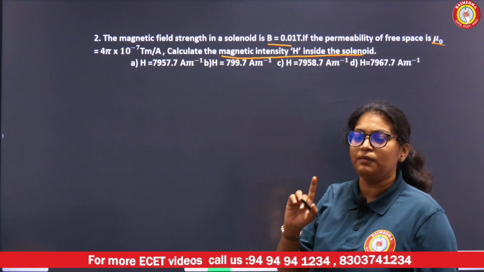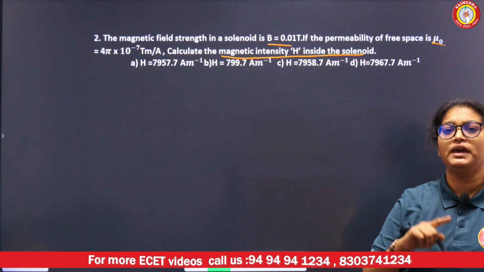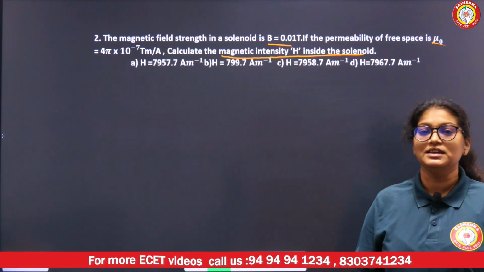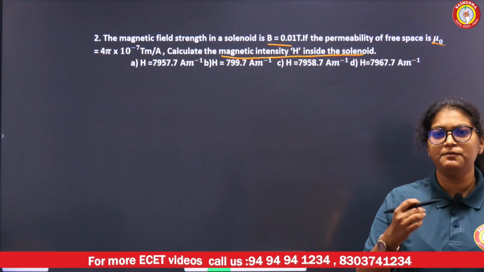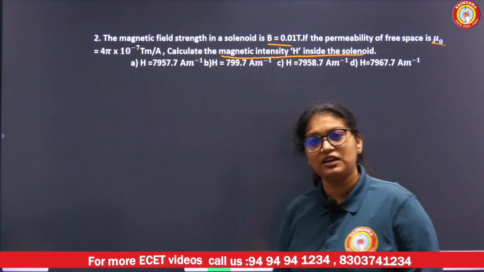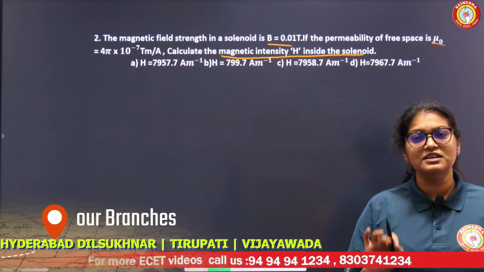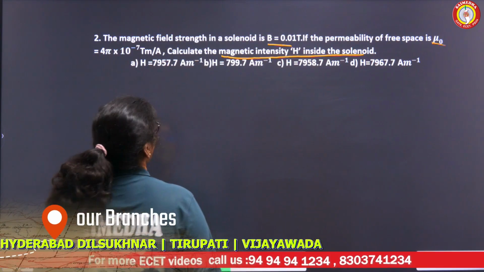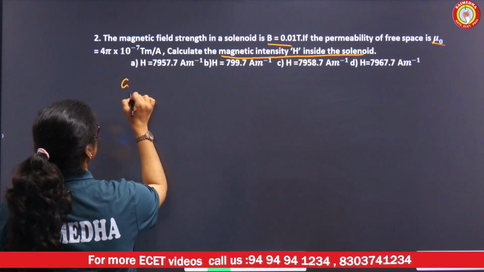So definitely there is a relation between B, mu and H. Yes, there is a relation between B, mu and H. So by using that relation, we will calculate the magnetic field intensity. So we'll first write the given data.